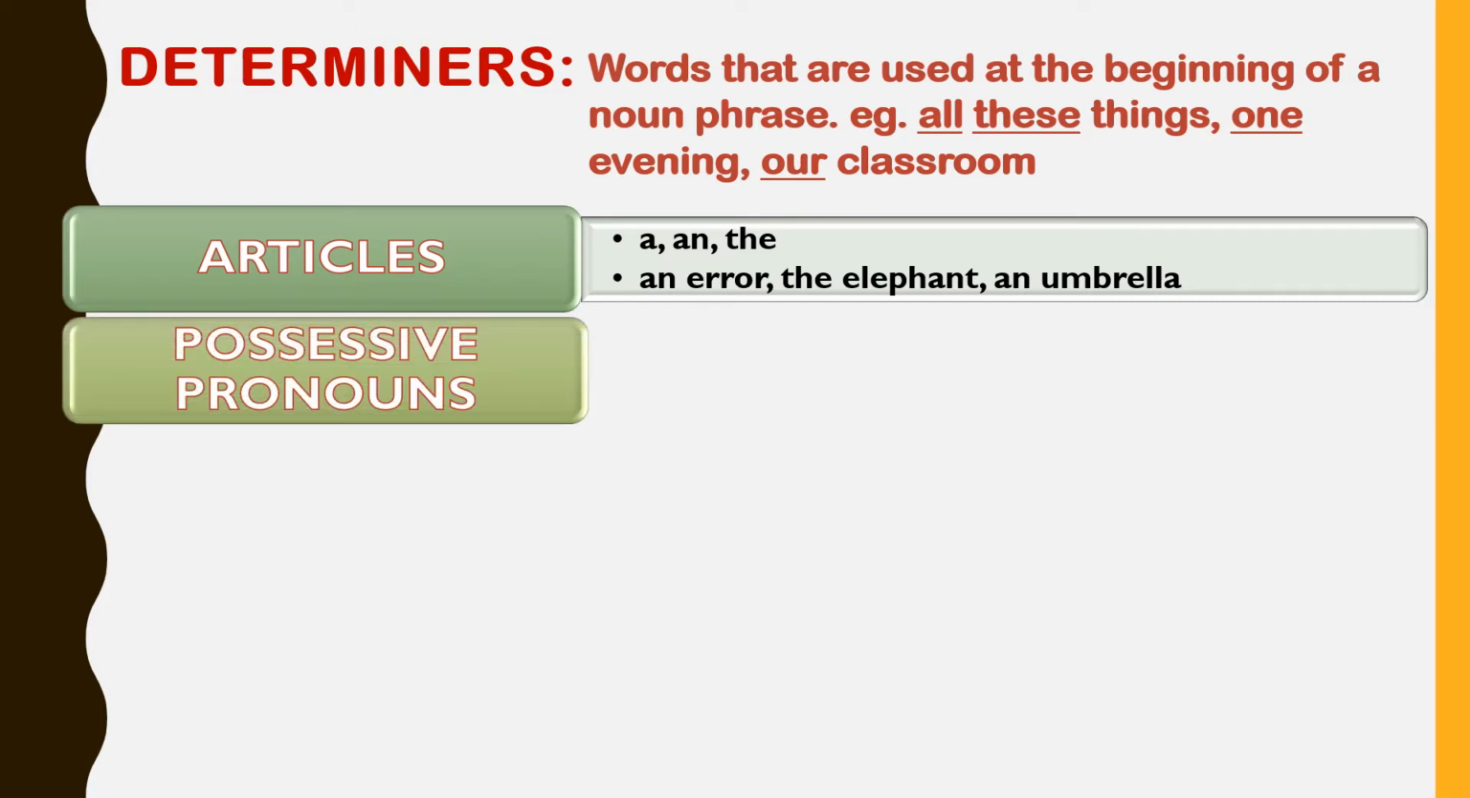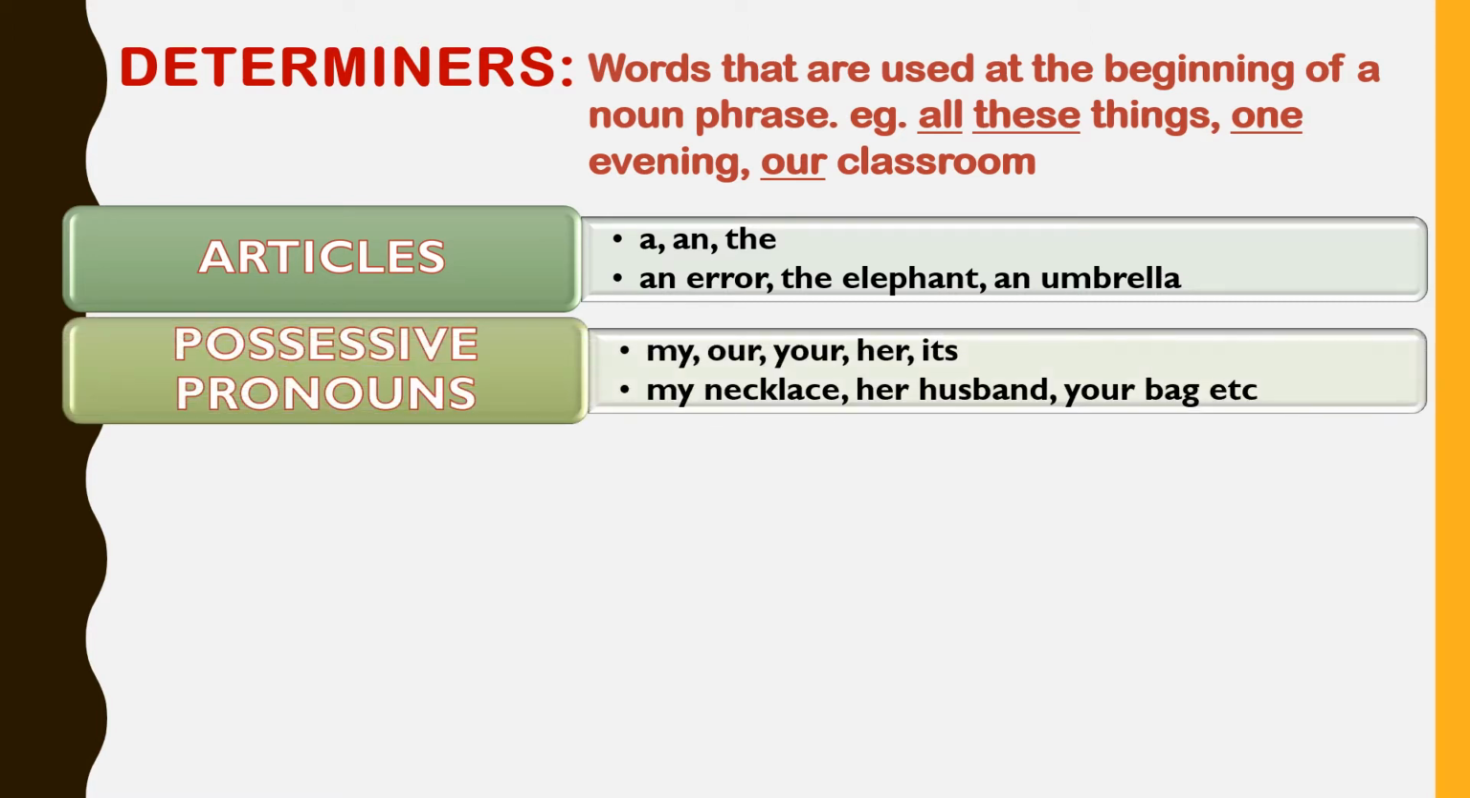Then we have possessive pronouns as determiners. Possession means to own something. So my necklace, her husband, your bag, her classroom, okay, my diamond necklace. So when I am showing that I own something or someone owns something, that is the determiner, which is also a possessive pronoun.